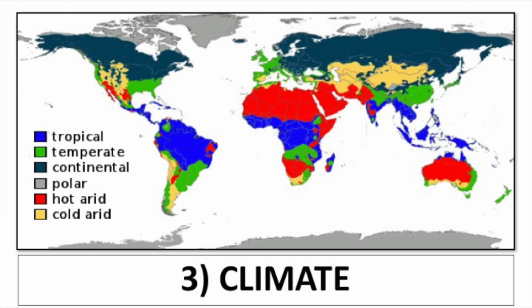But if I go back to where I am from, England, what color is England? Green. Green is temperate. And then, if we go to the top of the world where all the snow and ice is, polar. So just by looking at this map, we can see the climate of different countries.